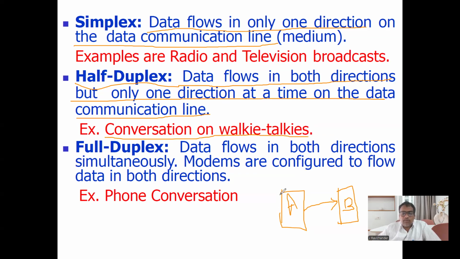For example, if you take this diagram, A and B are the two devices. A can send the data to B at time T1, and B sends the data to A at time T2, not at the same time. This is known as half-duplex communication. That is conversation on walkie-talkies.